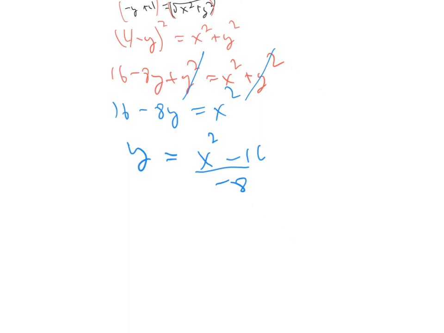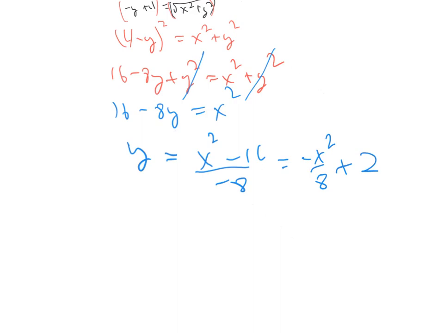And so that could be looked at as negative x squared over 8 plus 2. And what is that? That's just a parabola. That's an upside down parabola. You've graphed that probably a million times. So that is an acceptable answer for y. You could actually graph that.